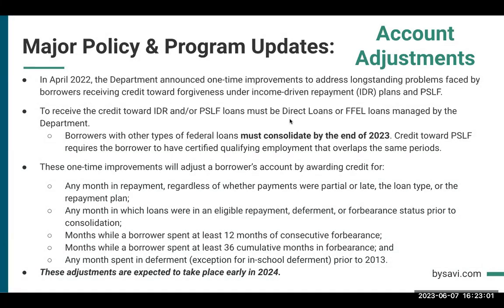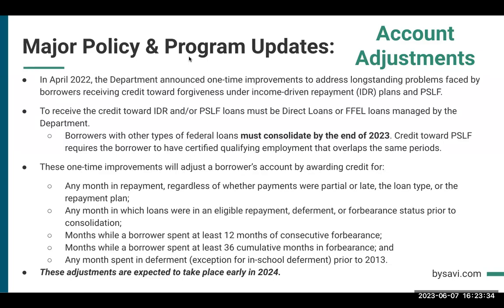Next up, let's talk about account adjustments. In April last year, the Department of Education announced that they were going to be making some improvements to address some long-standing problems borrowers have faced. So in the past, there have been some issues that borrowers have faced, and they haven't always gotten credit for all the payments they've made. These account adjustments serve as a course correction to make up for those issues, help borrowers get on track, and hopefully get closer to forgiveness.